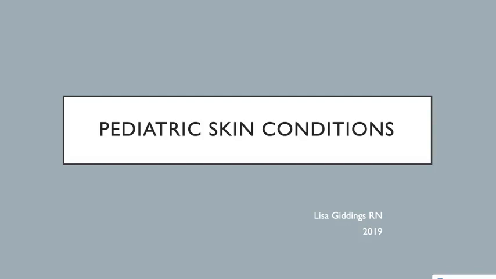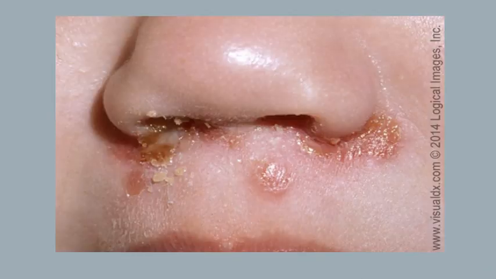I want to talk to you today about a few pediatric skin conditions. I have 5 rashes that I'm going to cover, and then at the end I'll talk about 3 autoimmune diseases which also present with some form of a rash. The first condition is impetigo.